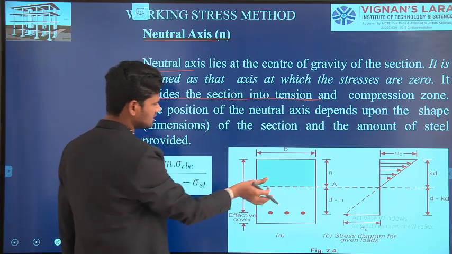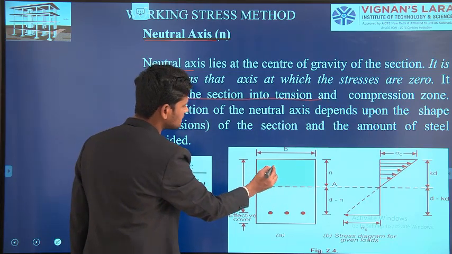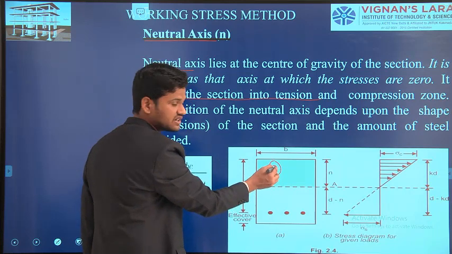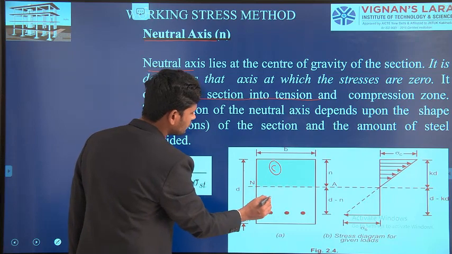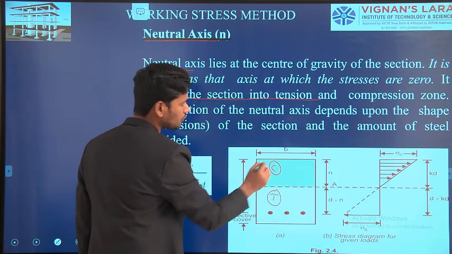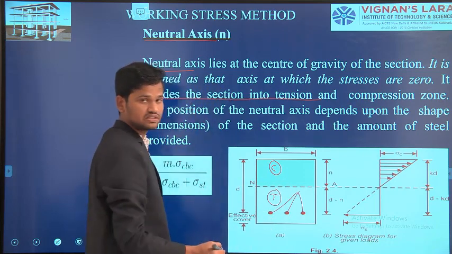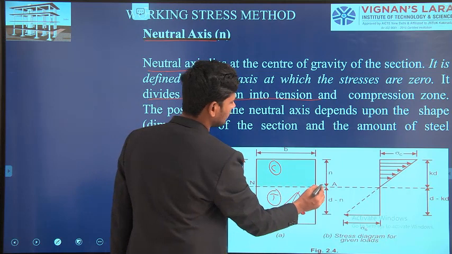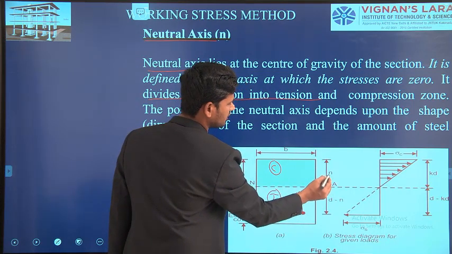If you see here, this is the concrete beam. Already we have seen that above the neutral axis, this is the compression zone. That means the load will be taken care of by concrete, and below this neutral axis, this is the tangential zone. That means the load you are getting on the concrete beam will be taken care of by the steel bars.